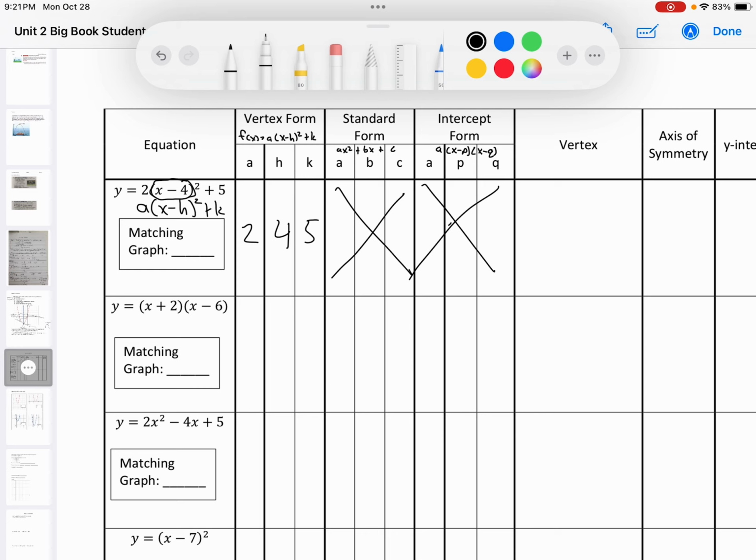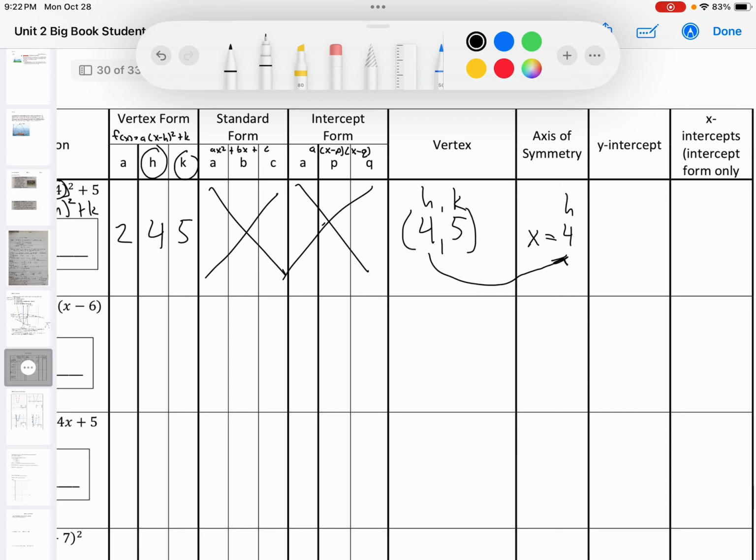When we are in vertex form, the vertex is very simple. It's just h and k. That is the vertex. So for this one, 4, 5 would be the vertex because that is h and k. For the axis of symmetry, that is always the x value for the vertex. So we're going to have x equals the x value for the vertex, in this case 4. You get that from h from the equation.